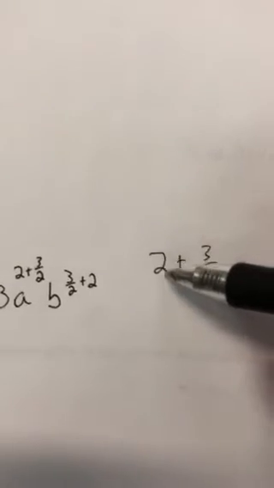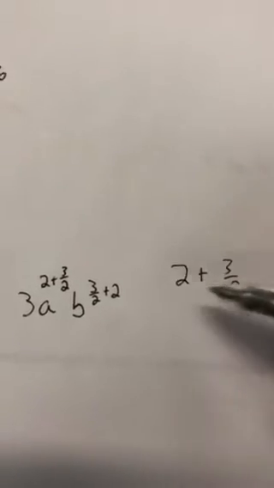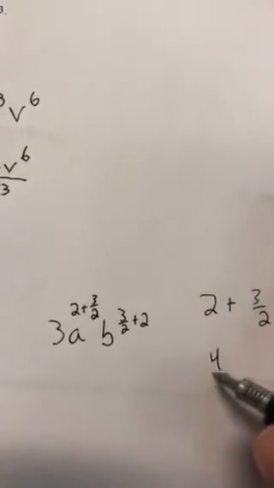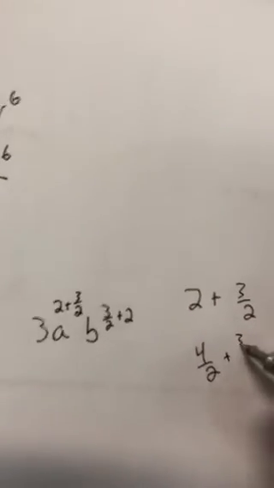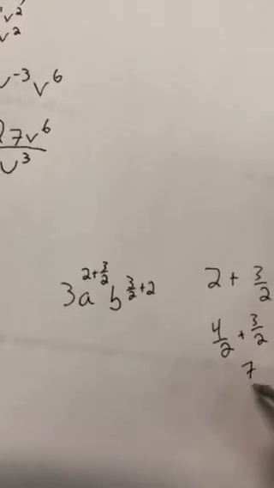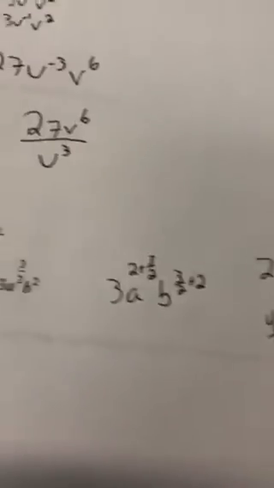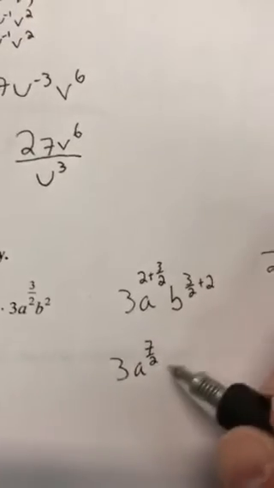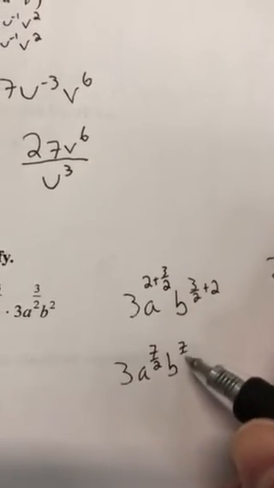So I need to think, I need the same denominator. This one already has a 2, so how can I rewrite the number 2 with a denominator of 2? Well, 4 divided by 2 is the same thing as 2. 4 halves plus 3 halves is 7 halves. So I can rewrite this as 3a to the 7 halves, b to the 7 halves.